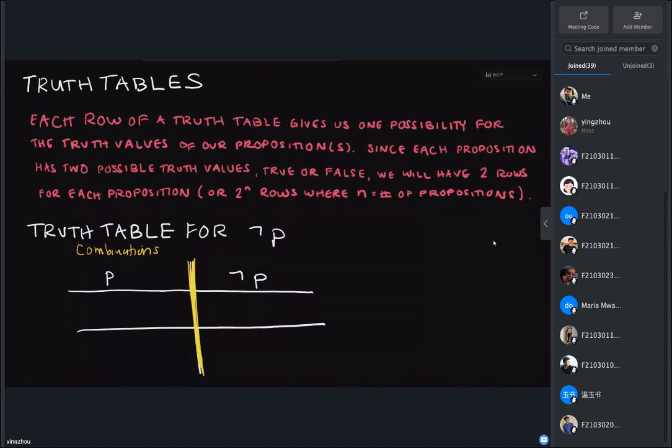In this case, if I just have one proposition, P, that P can either be true or it can be false. So let's say P, again, represents my dog is the cutest dog.